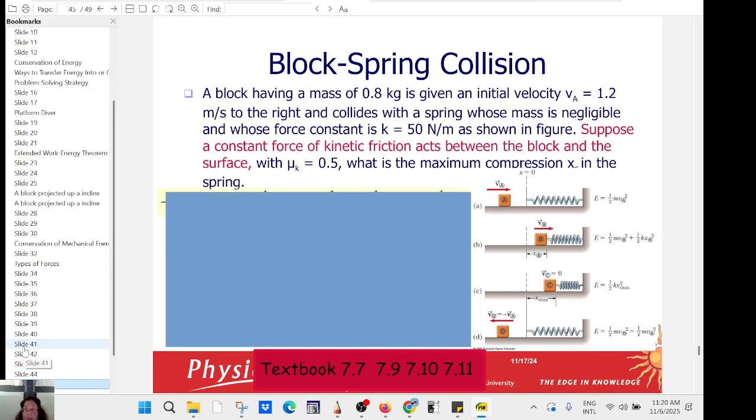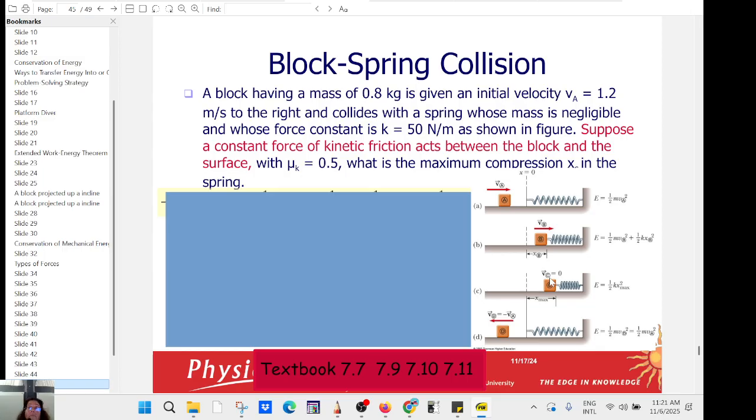Okay, so let's see, 45. This one is also easy. I'm not going to do it. What type of energy does it have to begin with? Kinetic. And they want the maximum compression. So that will be kinetic equals elastic. Exactly, very good.